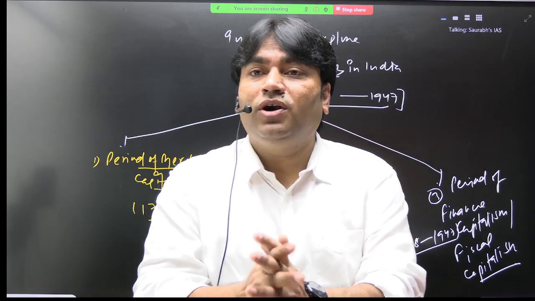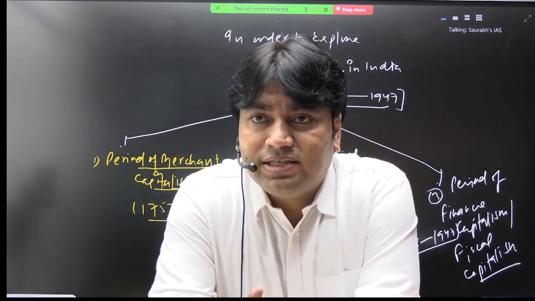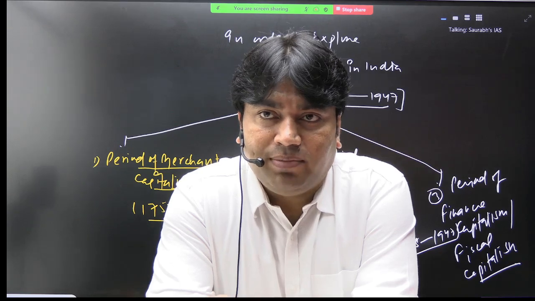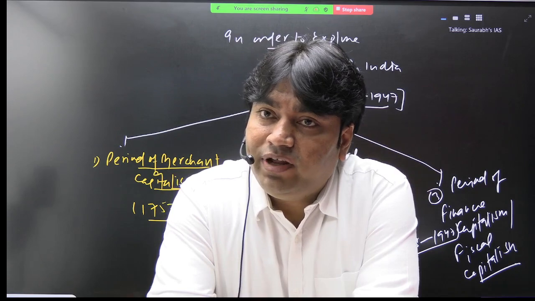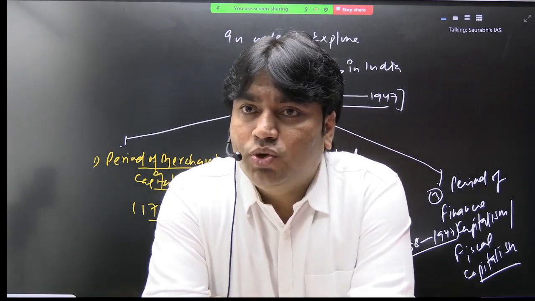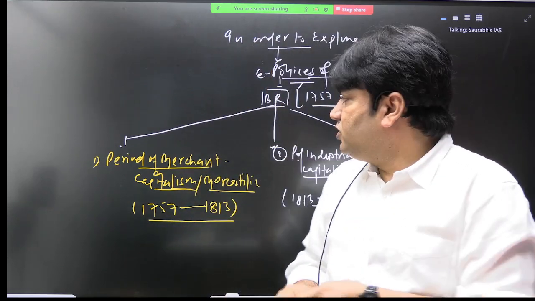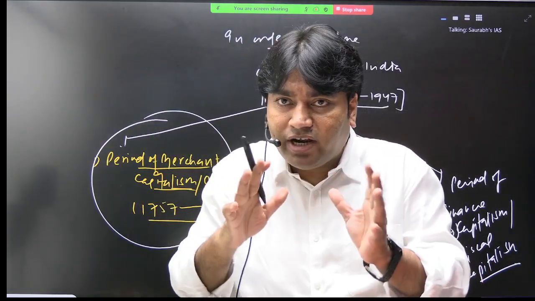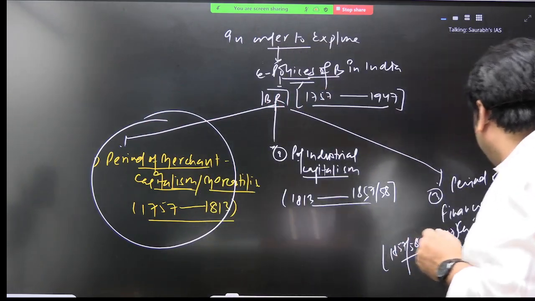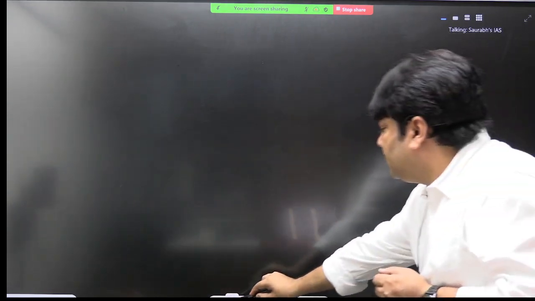And the third is what? Period of finance capitalism or fiscal capitalism. And what is the time period? The time period is 1858 to 1947. So first we will discuss which phase? First phase. What happened in this phase? We will try to discuss everything, then we can easily understand the development.